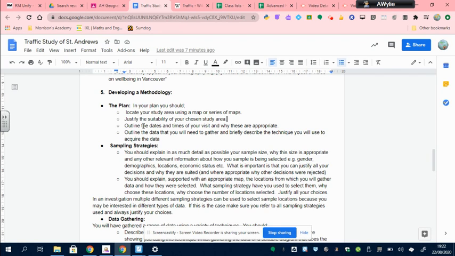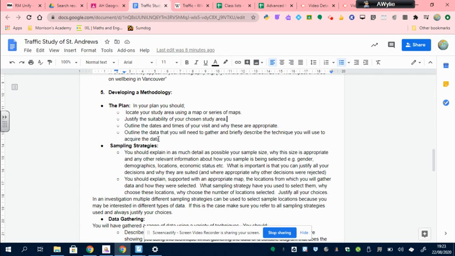What you then want to do is outline when you're planning on going. Now, if you're writing this once you've been, then you've still got to write it in terms of when you're planning on going. Okay, so in the future tense, and you then want to say why that date and time would be an appropriate date and time to conduct the particular investigation that you're doing. Okay, so you want an explanation.